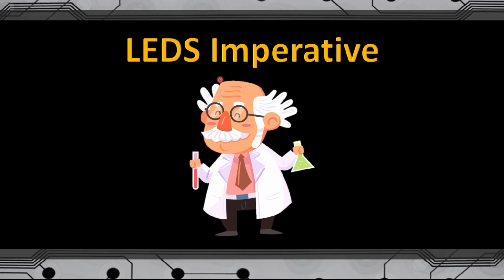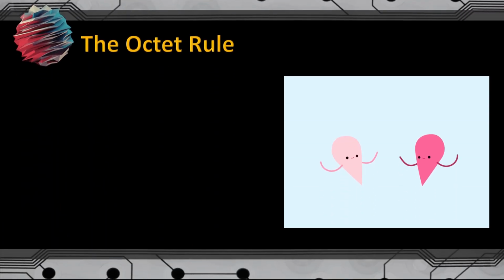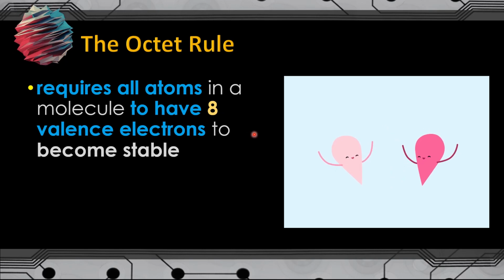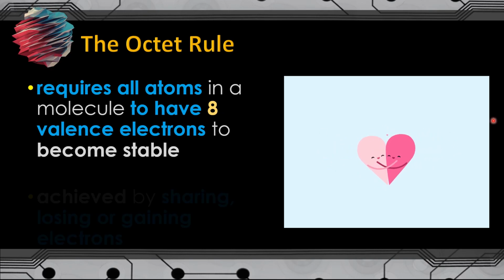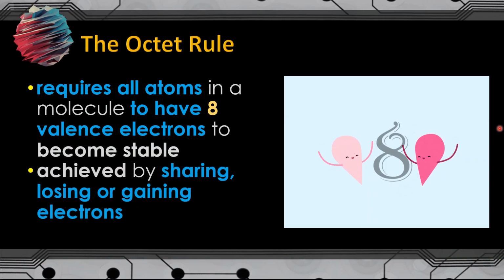There are two imperative things to consider for LEDs, which are the valence electrons and the octet rule. What is the octet rule? The octet rule requires all atoms in a molecule to have 8 valence electrons to become stable. Stability is achieved by sharing, losing, or gaining electrons.